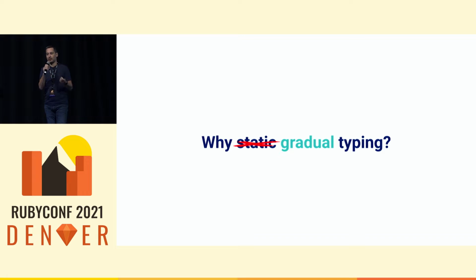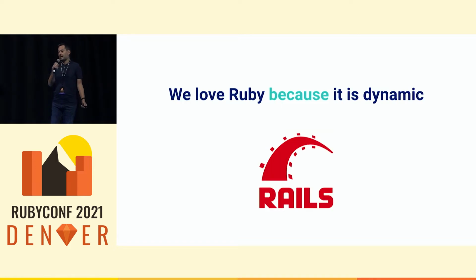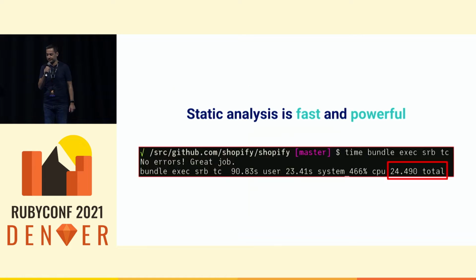But before we go into that, I want to talk a little bit about gradual typing. A lot of the conversation in Ruby today is centered around static typing. But we would like to call it gradual typing instead of static typing for a few reasons. Ruby, as we all know, is a dynamically typed language. And we love Ruby because it's dynamic, because it gives us things like Rails, which build on the full dynamic nature of the language. At the same time, static analysis is a fast and powerful tool.